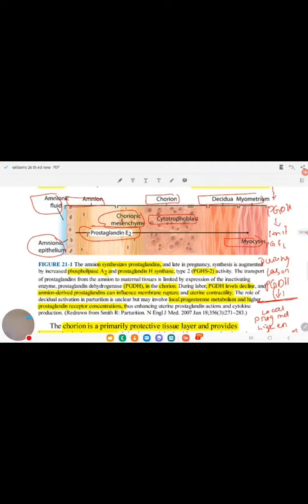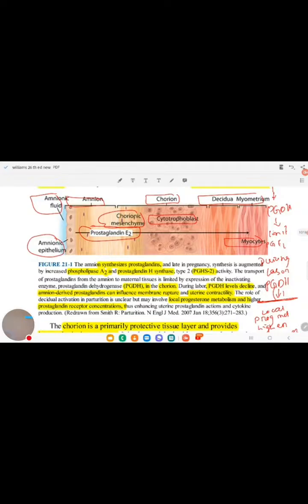What happens? The amnion synthesizes prostaglandin, but this prostaglandin is unable to cross, because it is metabolized by prostaglandin dehydrogenase. So the prostaglandin cannot reach the maternal compartment, and that prevents the premature activation of contraction that would lead to preterm labor. What happens during labor?